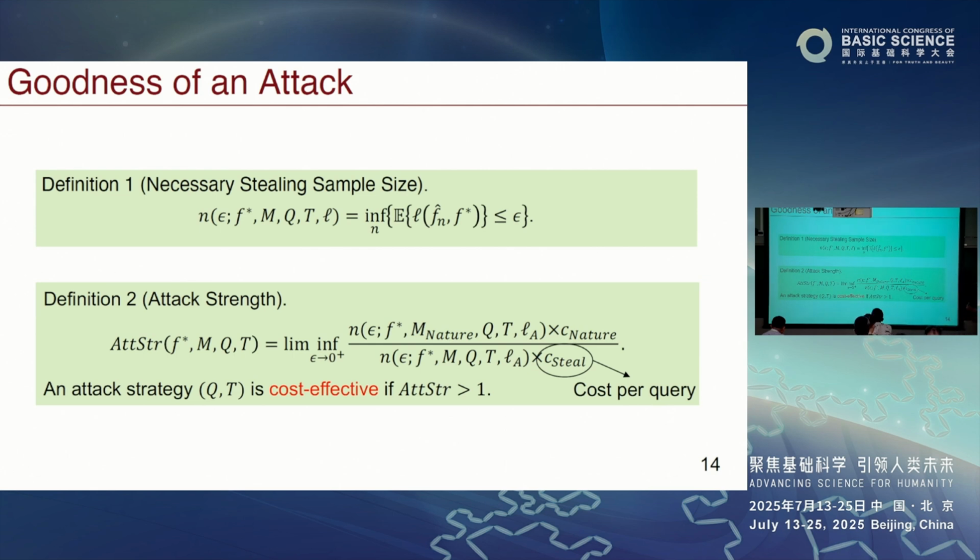And then we can define attack strength. The attack strength is to compare. One way, I send queries, you give me responses, and I learn. Another way is I just go out and collect my own data, and then I rebuild the f hat. So we just look at the cost ratio, and we call that attack strength. If this ratio is bigger than 1, it's more cost efficient to steal than building the model myself. Therefore it's an economic perspective.